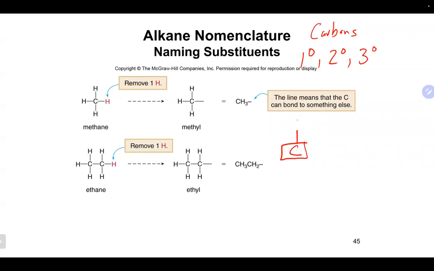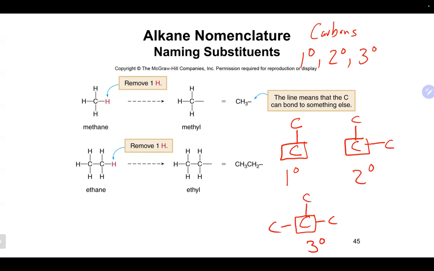This carbon is directly attached to one other carbon. That would be a primary carbon. If we look at this carbon and we find it attached directly to 2 other carbons, that is a secondary carbon. And if we're looking at this carbon and it is directly attached to 3 carbons, that is what is referred to as a tertiary carbon.